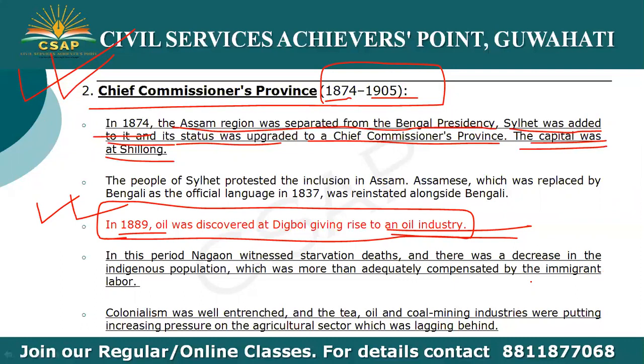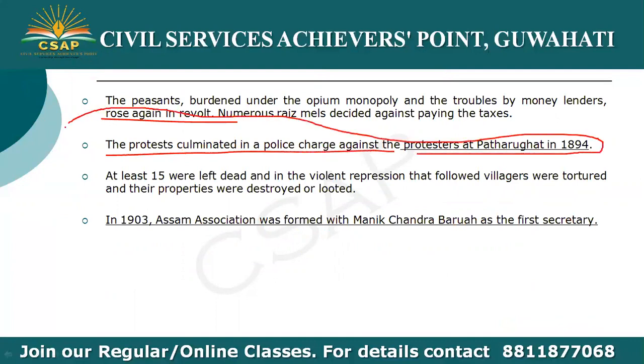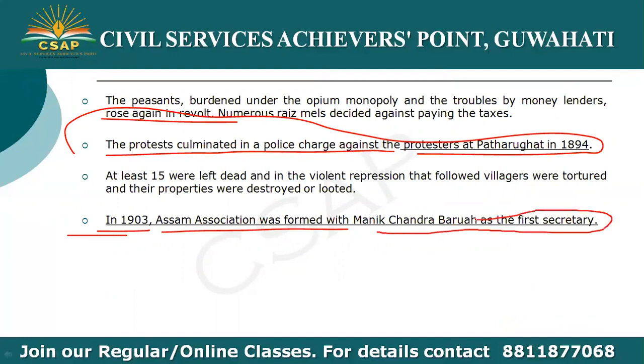So colonialism was well developed, and the tea, oil and coal industries were putting increasing pressure on the agricultural sector, which was lagging behind. So due to these incidents, the peasants rose again in revolt. The protests culminated in a police charge against the protesters at Patharughat in 1894. In 1903, Assam Association was formed with Manik Chandra Borua as the first secretary.